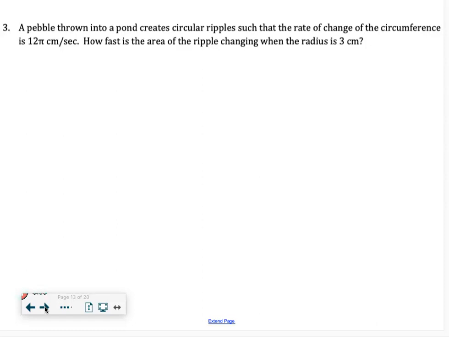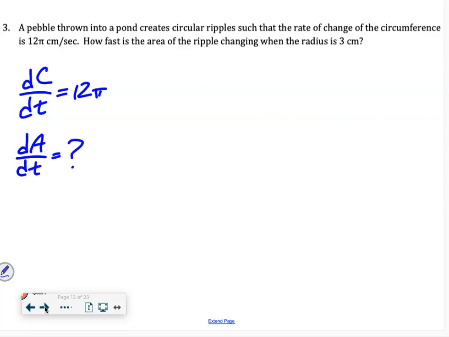Okay, so let's write what we know. Rate of change of the circumference. I'm going to call circumference C. So dC/dt equals 12 pi. That is given. How fast is the area of our ripple changing? So we're looking for dA/dt when the radius r is 3.